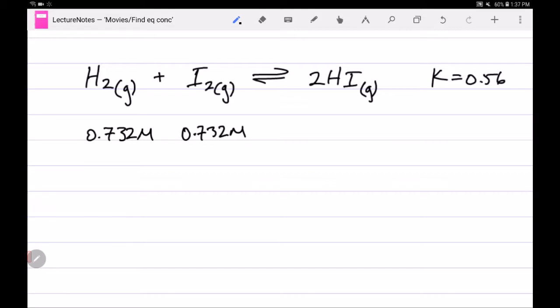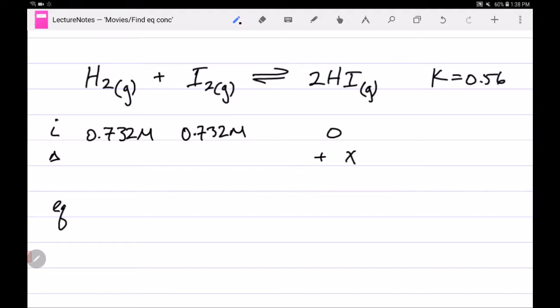Now, ICE stands for Initial, Change, Equilibrium. If you have a problem and they don't tell you that you have any products, it's almost always safe to assume that there's no products to start with. This system is not at equilibrium right now because there are no products. So the only way for this system to reach equilibrium is for this system to gain products.